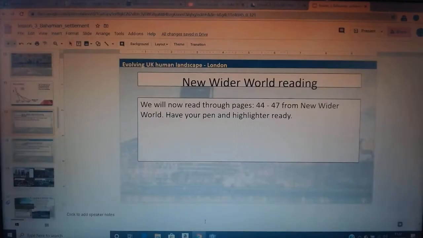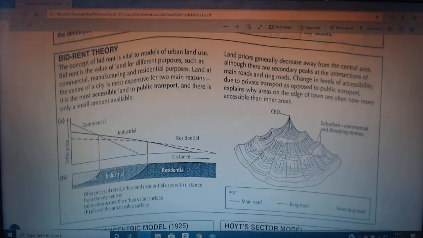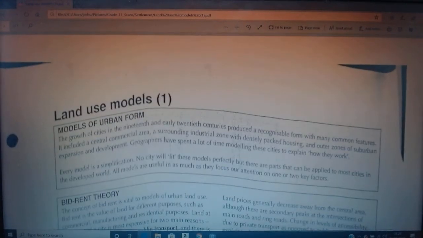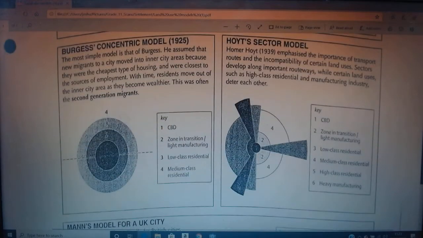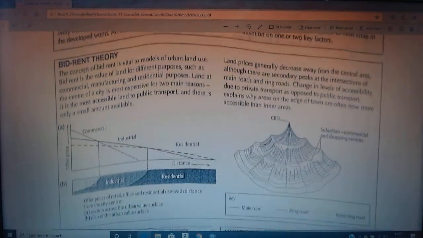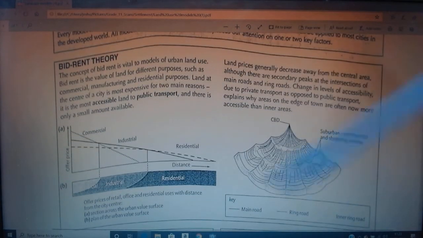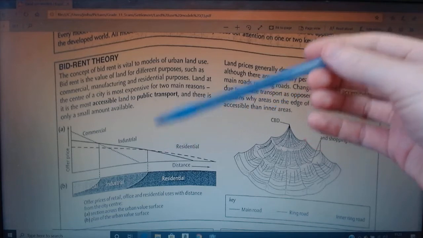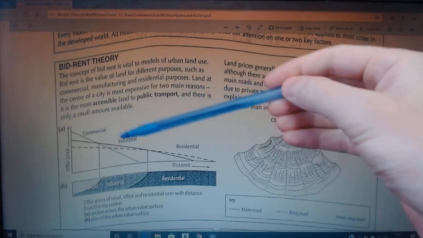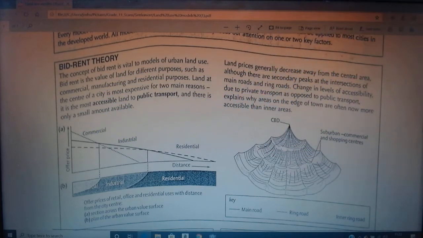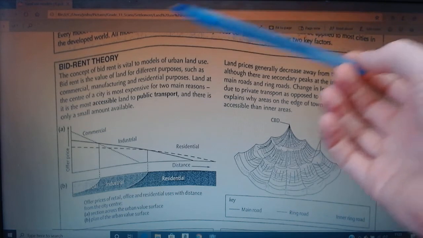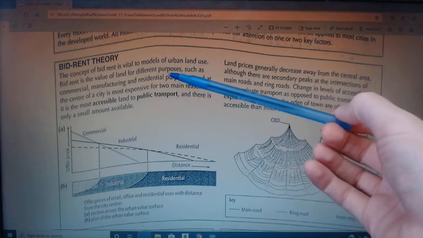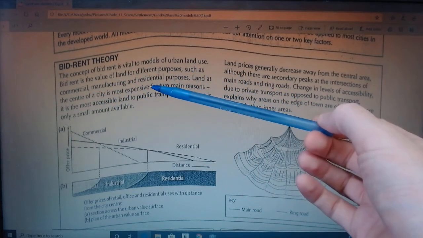But first of all, I just want to run through this, which I attached with the outline sent on Sunday as well. It says land use models. You'll notice there's some information about Burgess and Hoyt down there, but we're just going to look at the bid rent theory. You've got a very similar graph here: commercial, offices and retail, industrial, and residential. Pretty much this is pretty simple. It's the value of the land for different purposes, such as commercial, manufacturing, residential.